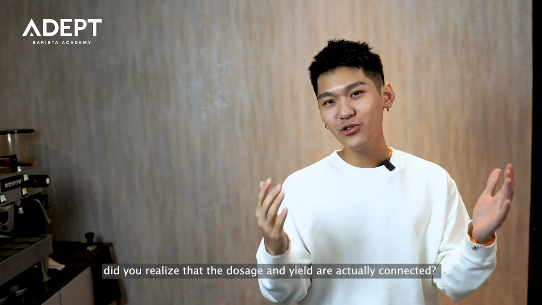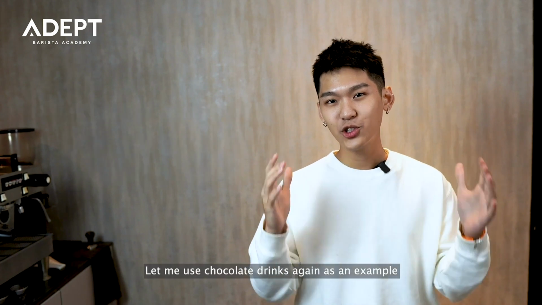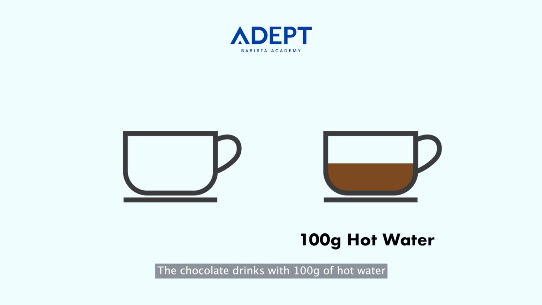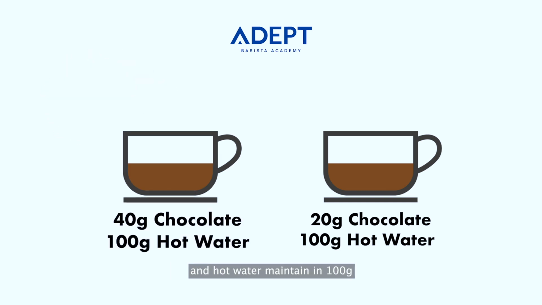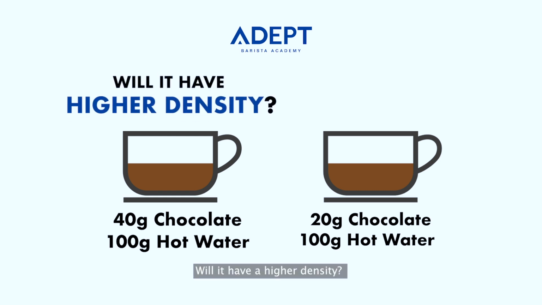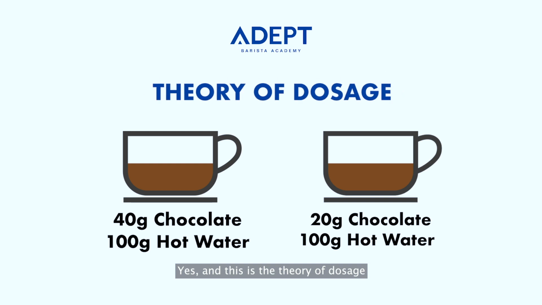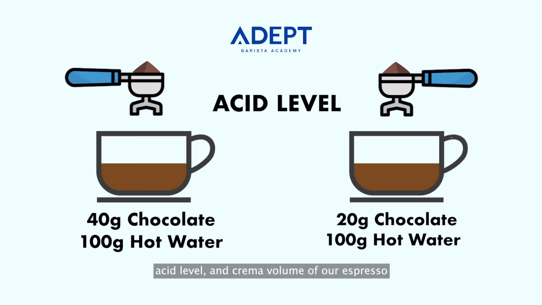So far, did you realize that the dosage and yield are actually connected? Let me use chocolate drinks again as an example. The chocolate drink with 100 grams of hot water and 20 grams of chocolate tastes watery, right? What if we increased the chocolate to 40 grams and the hot water stayed at 100 grams? Would it have a higher density? Yes, and this is the theory of dosage. Both dosage and yield will affect the density, acid level, and crema volume of our espresso.